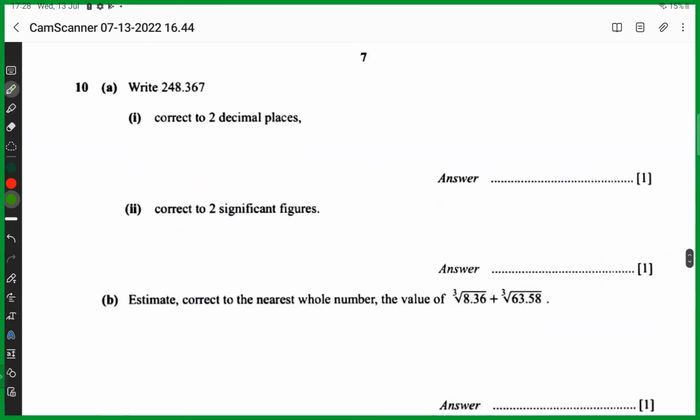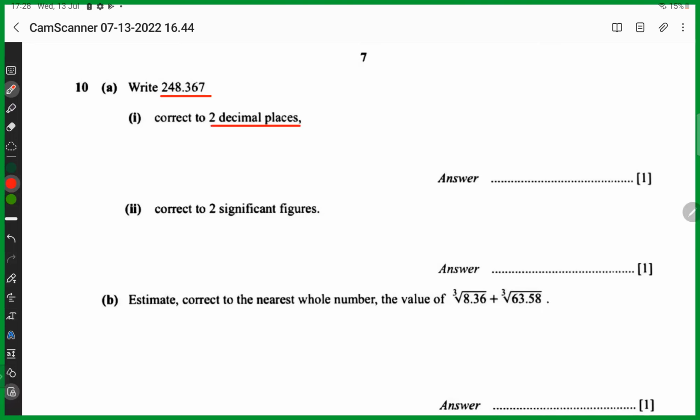Okay, let's talk about this because past paper practice is equally, or I would say more, important, and we do have time, so it's okay. Question number 10 of some paper says, and by the way, these papers are not from one past paper. I've just picked up random questions from different past papers of the topics that we have covered already. Write 248.36 correct to 2 decimal places.